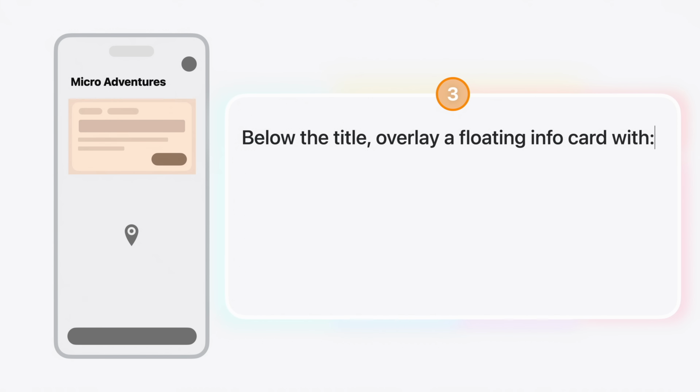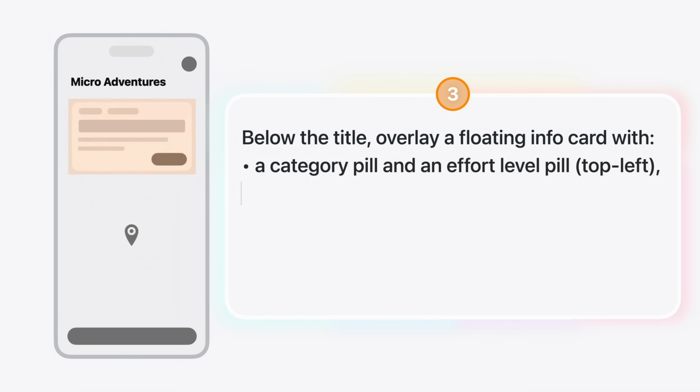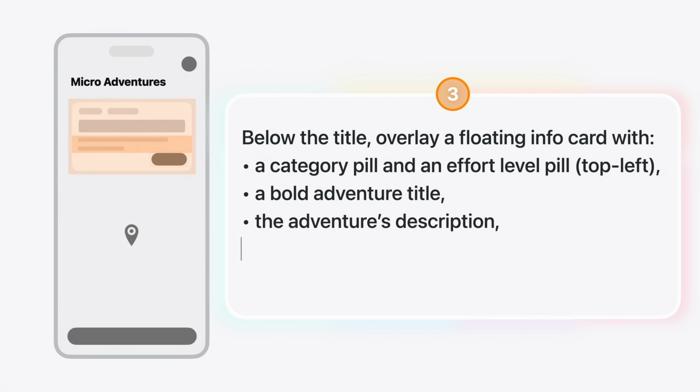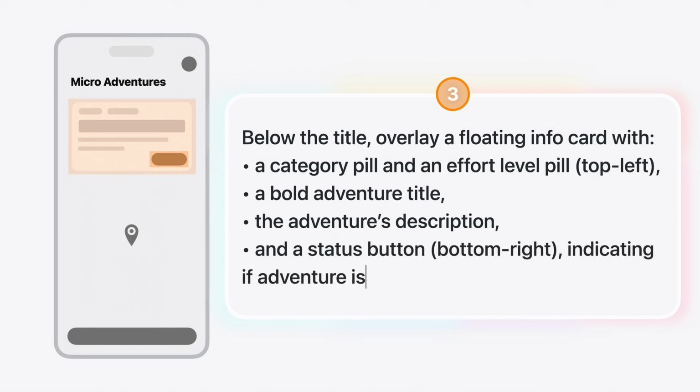Now, on to prompt number 3. And this is a big one. Let me walk you through it. Below the title, overlay a floating info card with a category pill and an effort level pill, top left, a bold adventure title, the adventure's description, and a status button, bottom right, indicating if the adventure is completed or not. Lots of detail in this one, right?